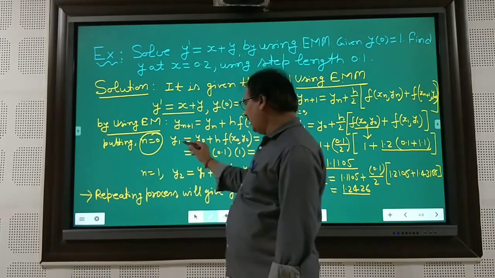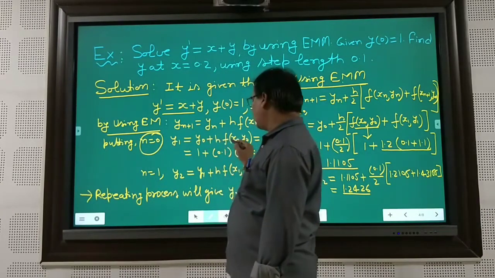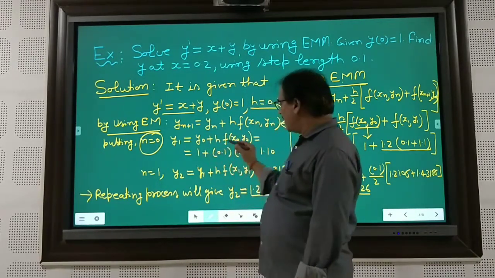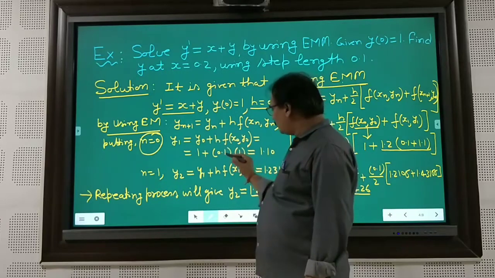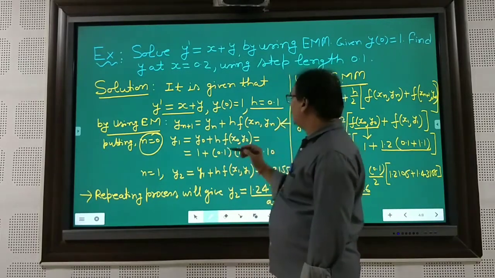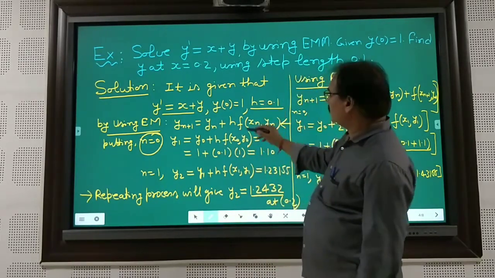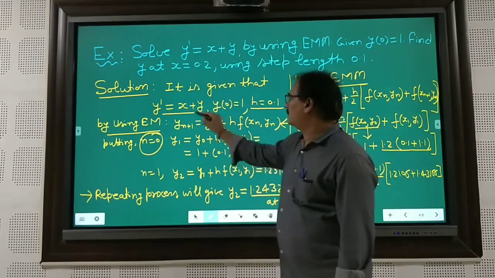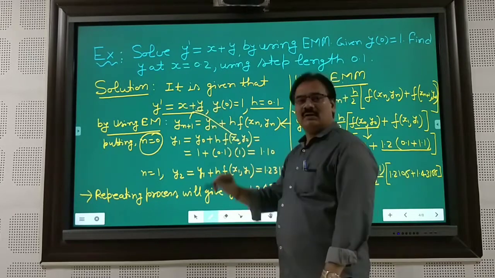y1, that is the ordinate, is equal to y naught plus h times f of x naught, y naught. The value is given, y naught is 1, plus again the step size is given, that is 0.1, and x naught plus y naught. This is already given in the formula. F of x naught, y naught is what? This is nothing but x naught plus y naught.